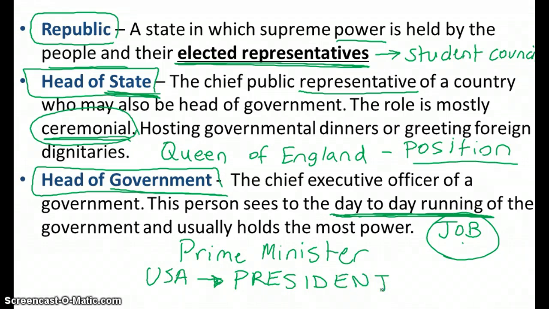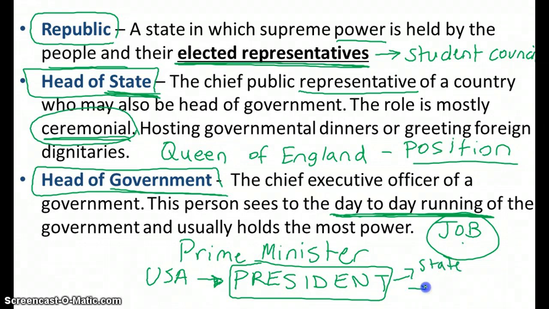Okay, now let's see if we can get them on this one. Who is the head of state in the United States? Who is the ceremonial leader? Raise your hand. If you said, haha, that's a trick question, they're trying to get me, and you said it is also the president, you are correct. So the president in the United States is both the head of state and the head of the government. Miss Haber, you'll be glad to know that two-thirds of them got that correct. Perfect. Excellent. All right, moving on.